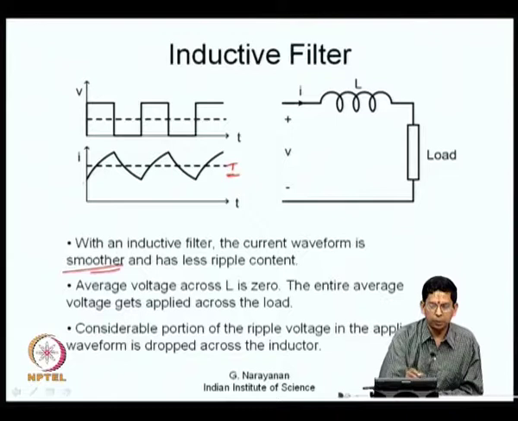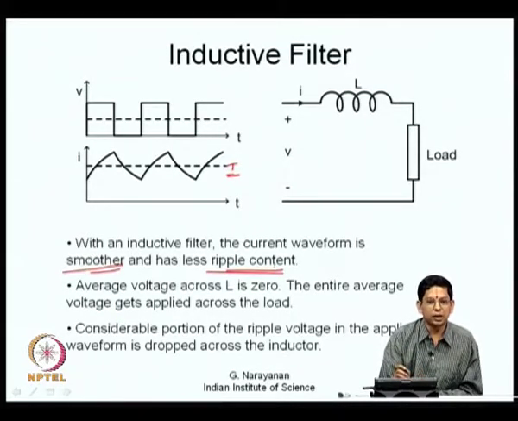The peak to peak ripple is now much less than the previous value. In the previous case, we had a peak to peak ripple equal to almost twice the average current for a resistive load. Here it is much less than that. Thus, the current waveform has a much reduced ripple current.